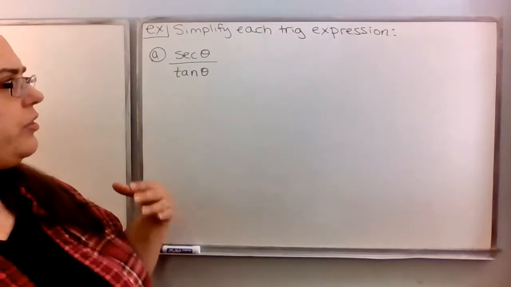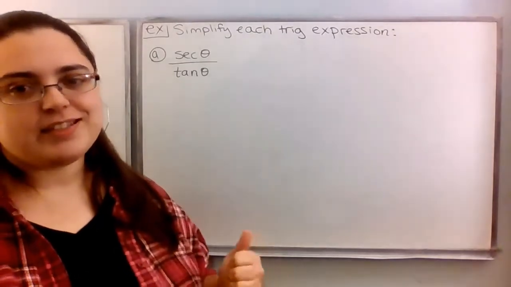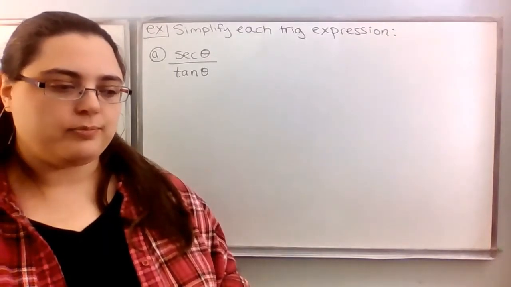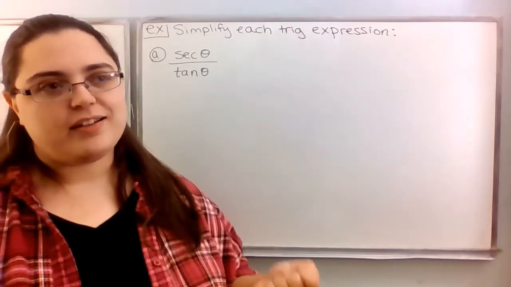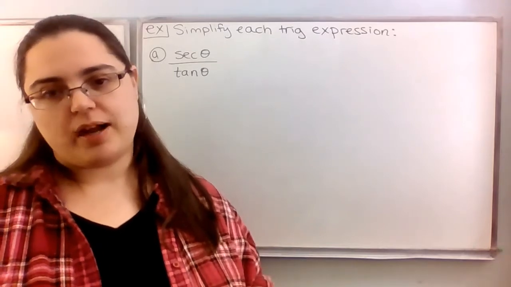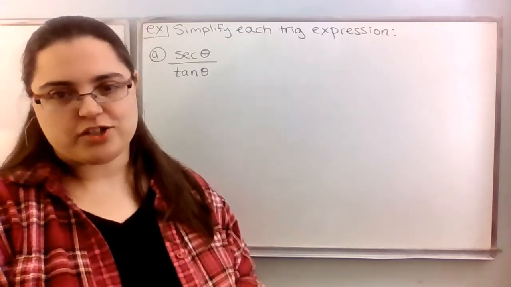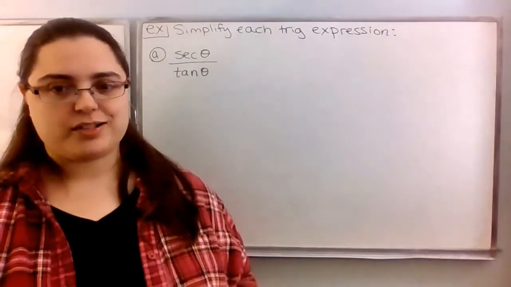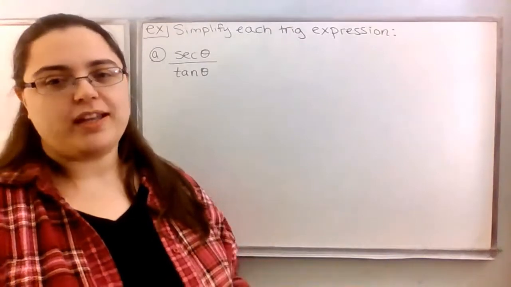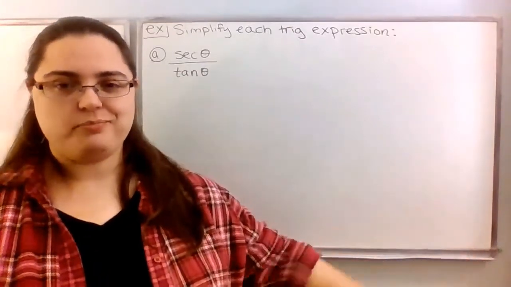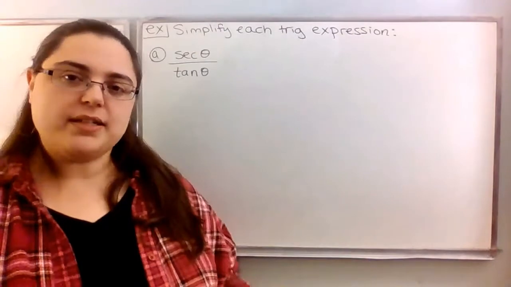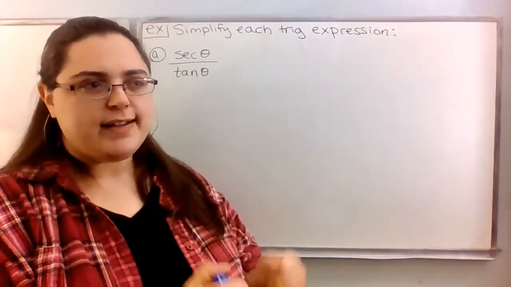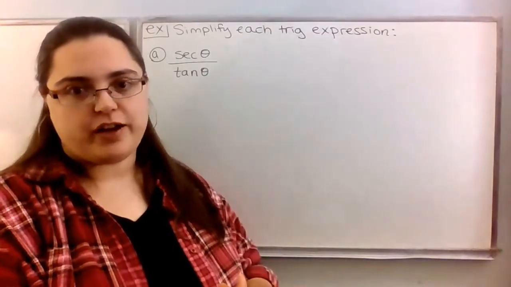The only identity I know of that links secant and tangent directly is going to be a Pythagorean identity. And Pythagorean identities are best applied when you have one or more of the trig functions being squared. Since neither of these is being squared in the current expression, a good rule is to just turn it into sine and cosine. That might make things a little bit messy, but once things are in terms of sine and cosine, those are like our key trig functions that will help us simplify.